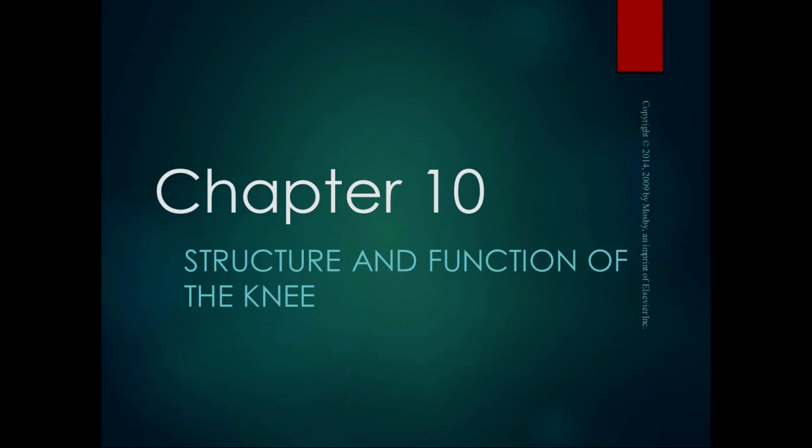So just like we did at the hip, we talked about the osteology. Now we're going to talk about the stability and the motion of the knee. Of course, stability and motion are on a spectrum with stability at one end and motion on the other. The more motion you have, the less stable it is. The more stability you have, the less motion you have. So we're going to talk about the structures that stabilize the knee, and we're going to talk about the normal motion at the knee.